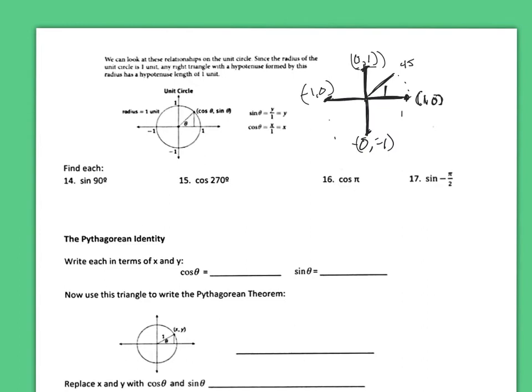Now what's nice about the unit circle, and you can see over here, every point on the unit circle goes cosine, sine. It's alphabetical, just like x, y. So the x coordinate is the cosine, and the y coordinate is the sine.